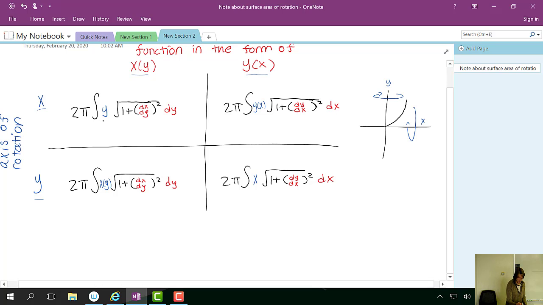If it's in blue, that means it's because of what axis you're rotating about. Essentially, the outside part is always going to be the variable that's opposite your axis of rotation. Outside variable, opposite, rotation.